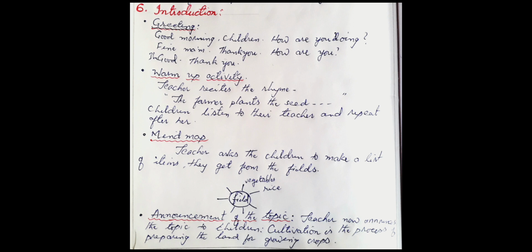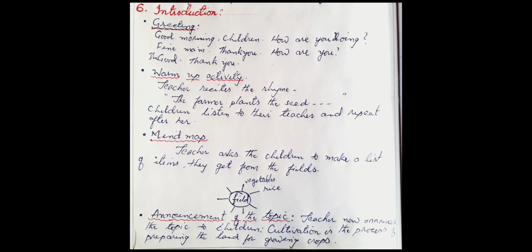In introduction, we have 4 subtopics: greeting, warm-up activity, mind map, announcement of the topic. In greeting, there is a dialogue between children and teacher. Teacher greets them and eventually the children also greet the teacher. In warm-up activity, we can start the class with a rhyme. The rhyme should relate to the topic which we are going to deal. Here I took the rhyme, the farmer plants the seed. Children listen to the teacher and repeat after her.